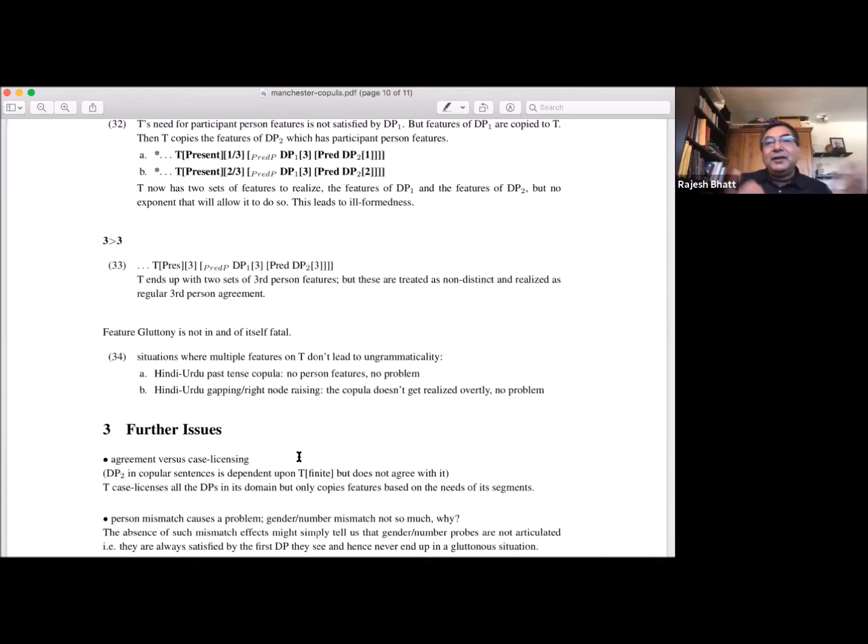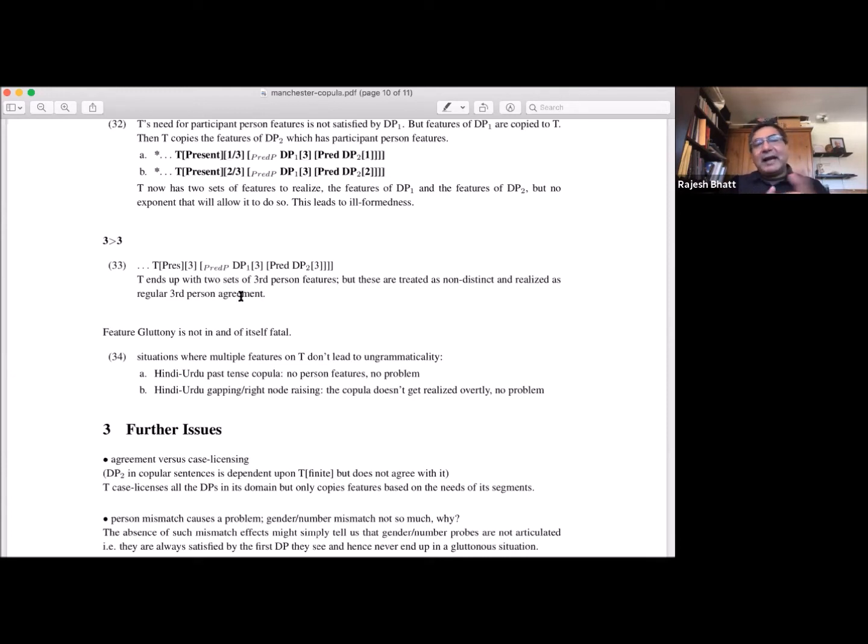Another line is to say, yeah, there is a person probe, but at the end, it doesn't matter because when you're realizing, person features don't matter. So you could go either way. With gapping, right node raising, you'd have to say something different. You'd have to say, well, you've created this horrible object, right? First person singular, third person singular, but then you're saved at the last minute because you don't have to pronounce it. Okay, so I think there's a name for this, like salvation by deletion or something, right? So it's not pronounced, so there's no problem. Okay, so that's what's going on here.